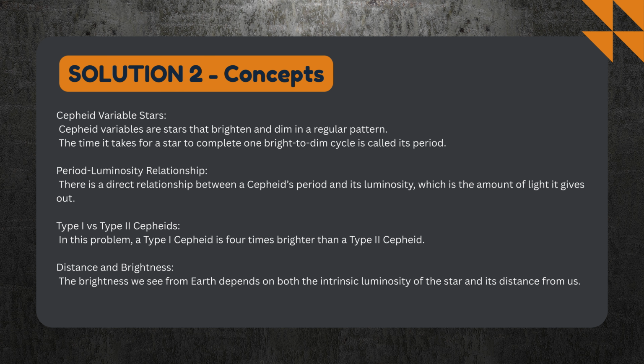Type 1 versus type 2 Cepheids. Type 1 Cepheids are brighter than type 2 Cepheids for the same period. In this problem, a type 1 Cepheid is 4 times brighter than a type 2 Cepheid. Distance and brightness. The brightness we see from Earth depends on both the intrinsic luminosity of the star and its distance from us. If we overestimate the luminosity of the star, we will overestimate its distance, and if we underestimate luminosity, we will underestimate the distance.